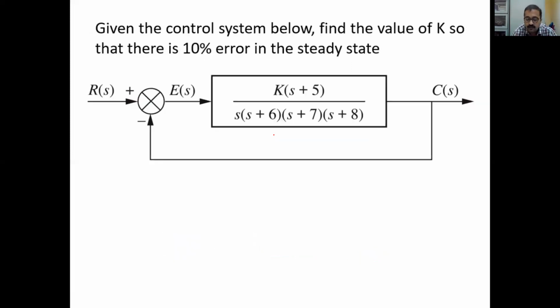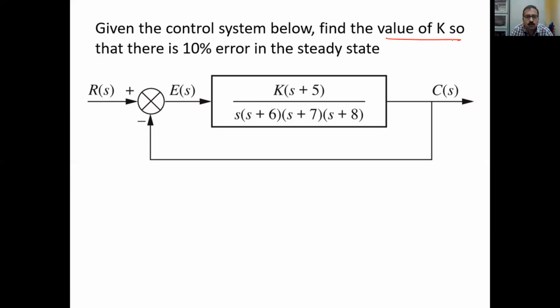Now, given the control system below, find the value of K so that there is 10% error in the steady state. Okay. What's the type number here? Type of the system is 1. What should be the input here? What should be the input signal here?